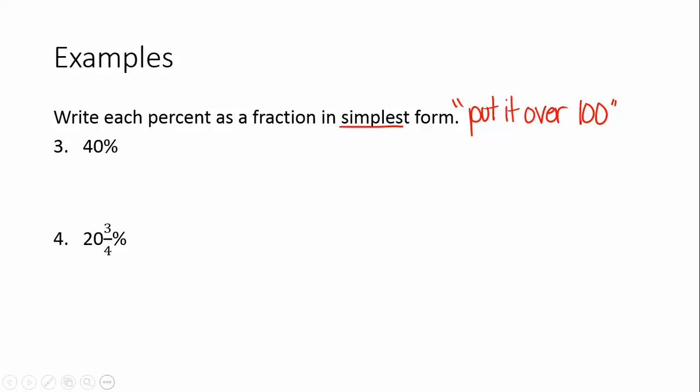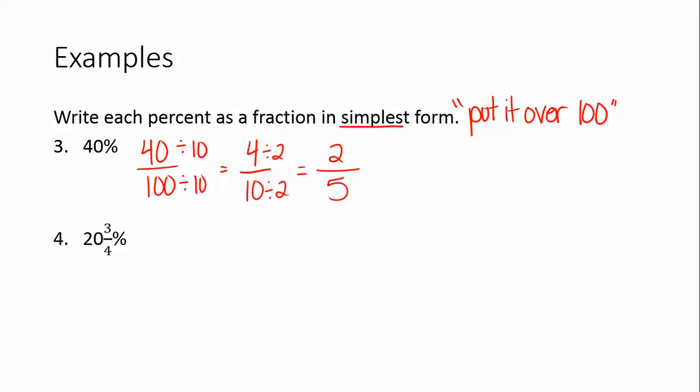Let me try the next two on your own. So if you want to pause the video here, remember to put it over 100. So 40 over 100. Divide the top and the bottom by 10. That's 4 over 10. Now divide by 2, and you get 2/5.